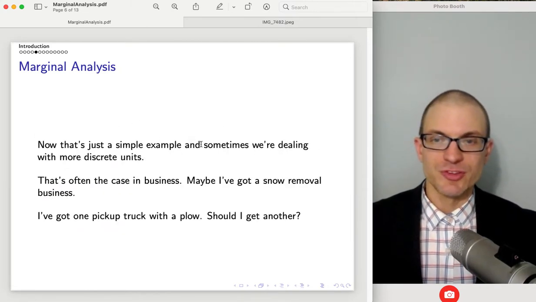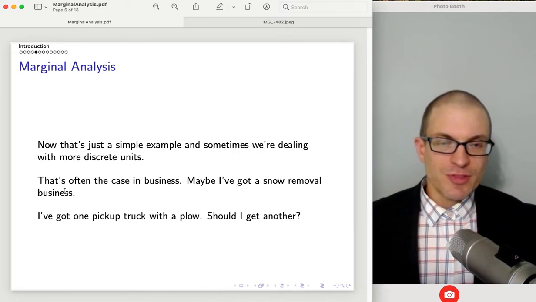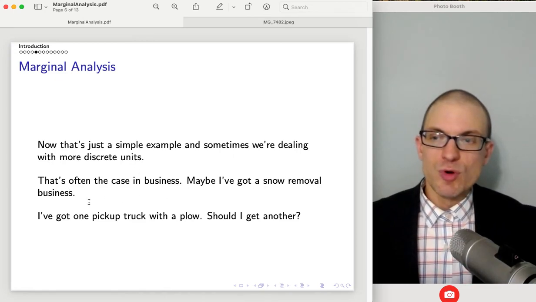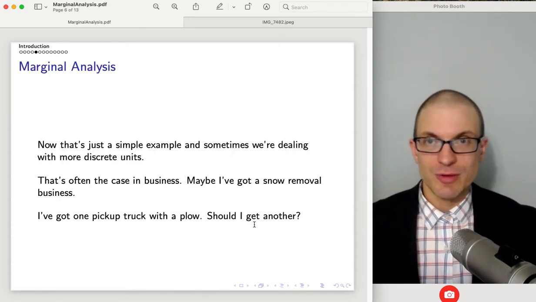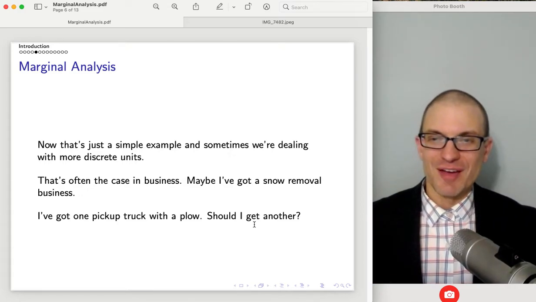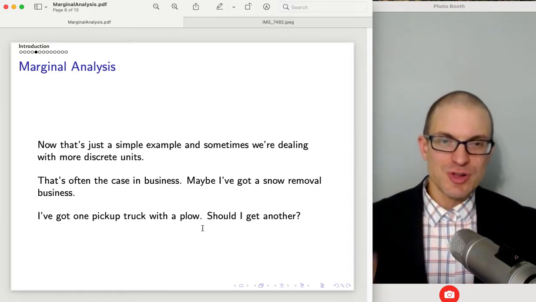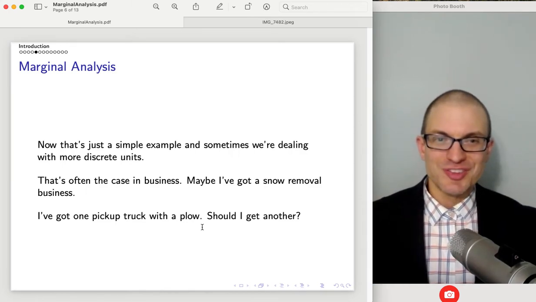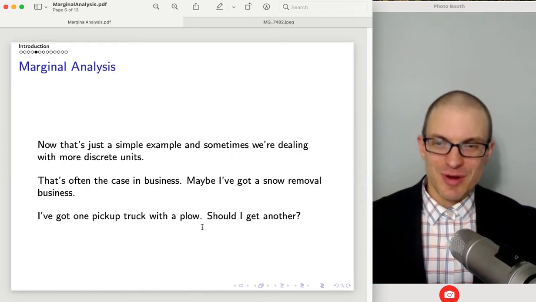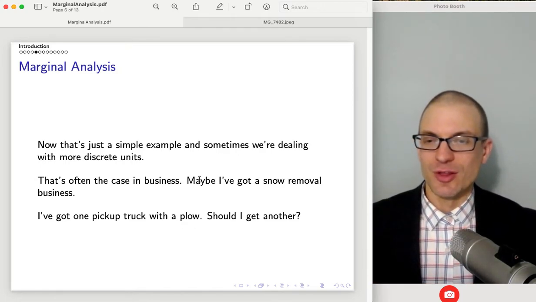Now that's just a simple example. Maybe we're dealing with discrete units, and that's often the case in business. Maybe I've got a snow removal business and I've got one pickup truck with a plow. Should I get another? That's a discrete choice. I'm getting integer values of trucks. So I have one truck, maybe I get two, maybe I get three. I'm not going to have 1.1 or 2.2 or 2.5 trucks. So discrete units are going to be individual instantiations of whatever that unit is, rather than a continuous variable where you think about this on the real number scale or whatever.